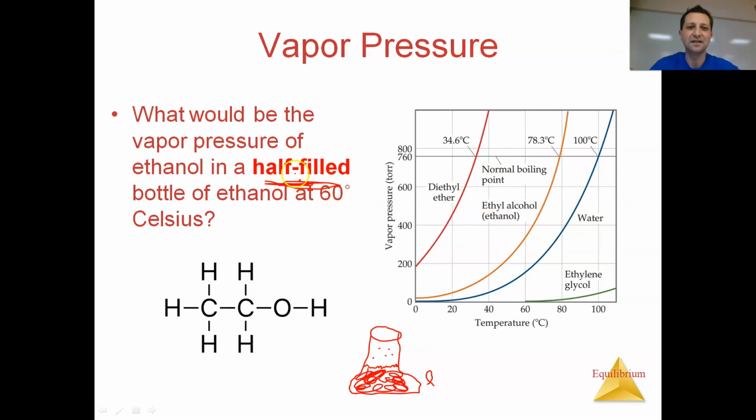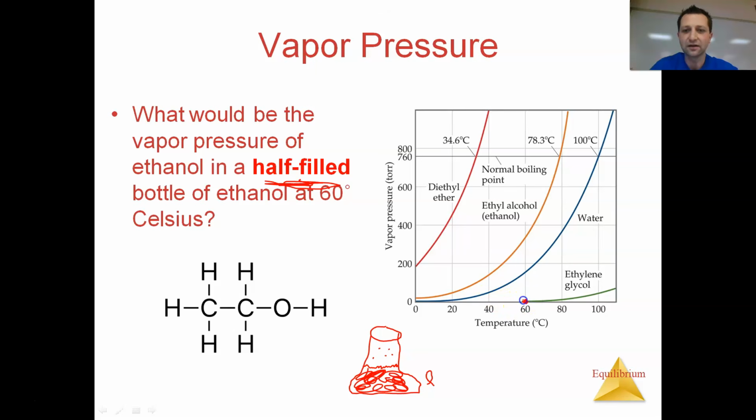So we need to make sure that we have some liquid present in order to read this properly. It really doesn't matter if it's half filled or 3/4 filled, or there could be literally one drop of liquid ethanol in that flask. The vapor pressure would be the same, as long as you have some liquid state, and whatever you have in the gas state would be your vapor pressure. So we're at 60 Celsius.